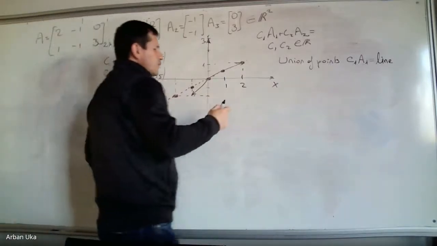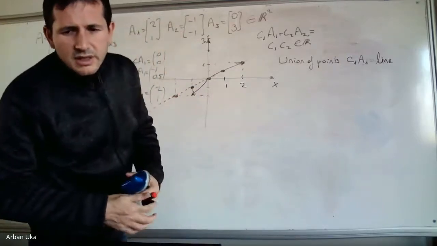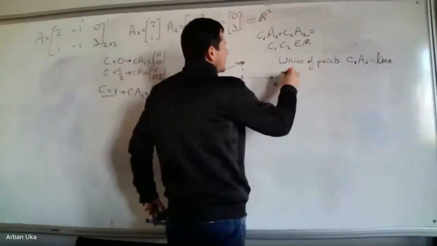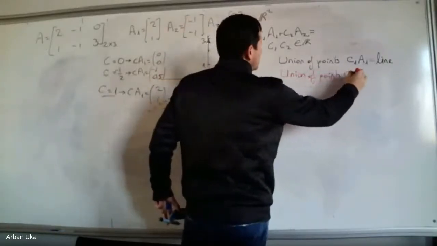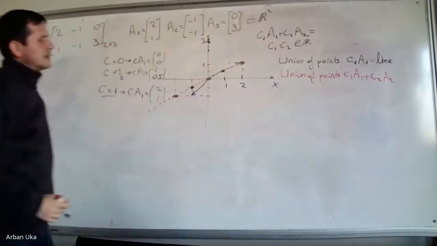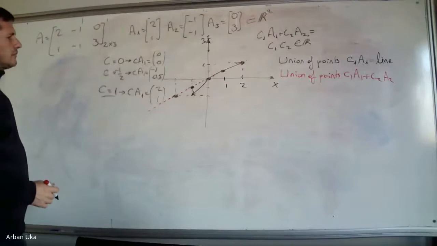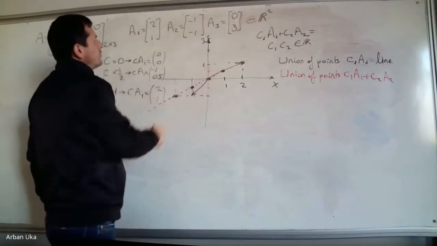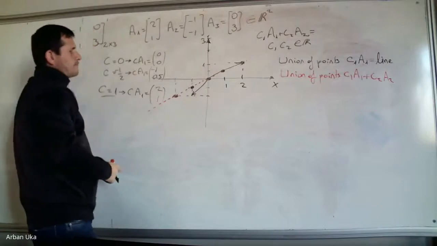Now, here we have another question, and we can follow with Teddy, who was after Joey. Okay, Teddy. What is the union of points represented by C1 A1 plus C2 A2? What is the union of points that can be described by this combination? So A1 is (2, 1), this vector. A2 is (-1, -1). We're talking about this vector here. Any idea?